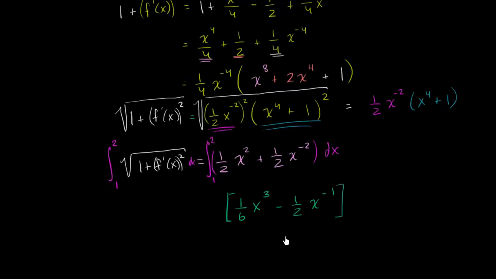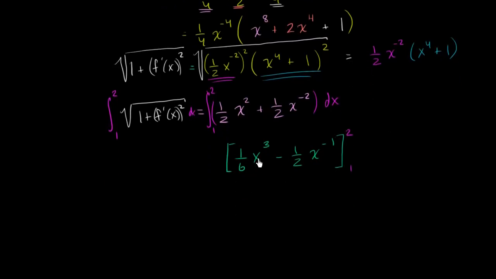And we're in the home stretch. We're going to evaluate it at 2 and at 1. When you evaluate it at 2, you get 2 to the third, which is 8/6, minus 1/2 times 1/2, so this is minus 1/4. And when you evaluate it at 1, we're going to subtract that. It's going to be 1/6 minus 1/2.